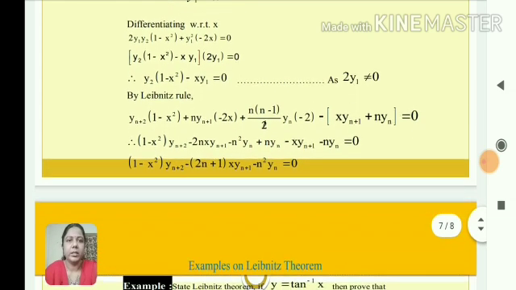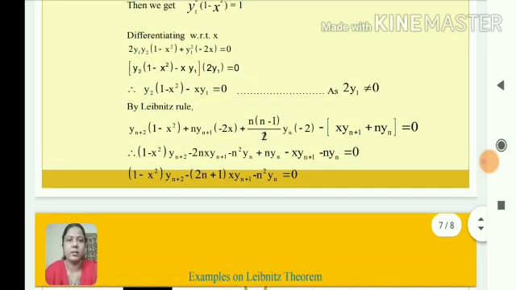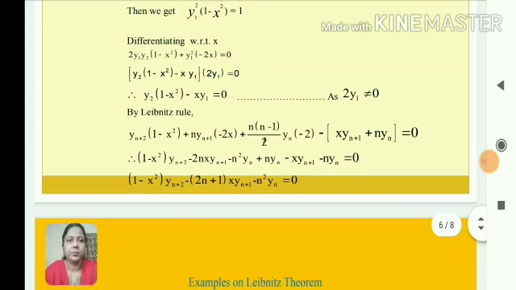Now the next step is differentiating with respect to x. We'll apply the UV rule here. Firstly, the derivative of y1 square is 2y1 into y2, into the second term as it is, 1 minus x square, plus we keep y1 square as it is, and into the bracket the derivative of 1 minus x square, which is minus 2x. The right-hand side is a constant 1, so the derivative of 1 is 0. So after differentiating with respect to x, we get this.